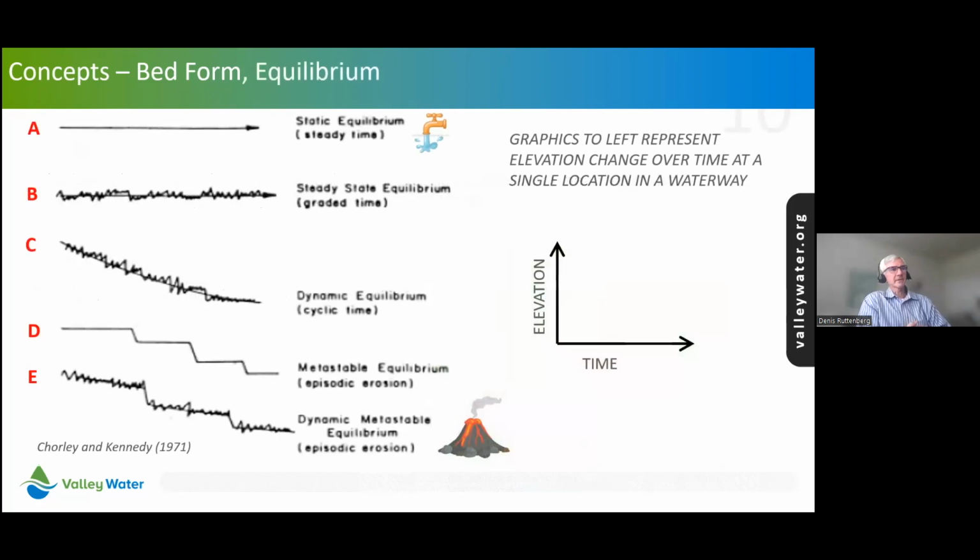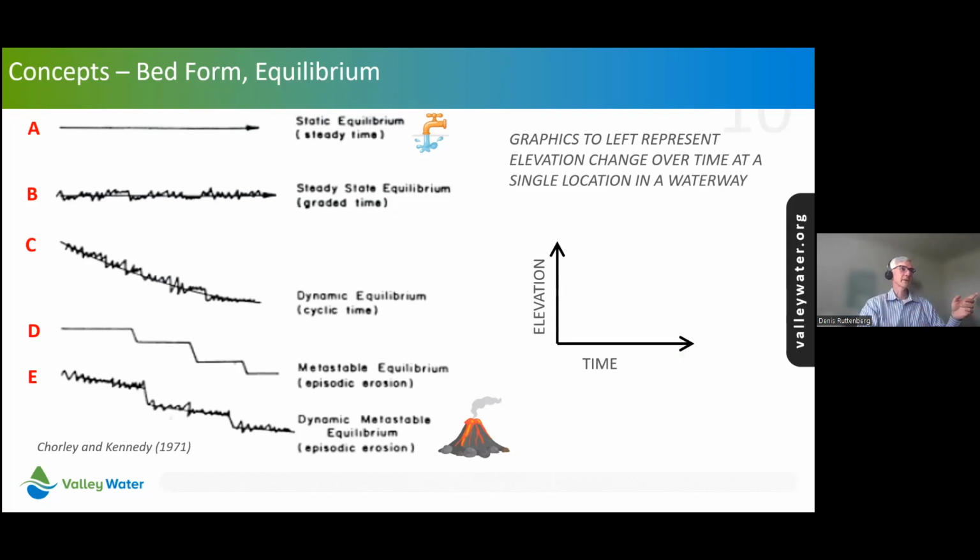Hopefully you can read this. I'm sorry it's a little fuzzy, but this graphic shows something from A to E, where at the top you have a static system, something like a water faucet, no change whatsoever. But working down, if you have maybe one variable changing or more, the graphic here on the left refers to one point in a channel, and how the elevation of that point in the channel changes over time.